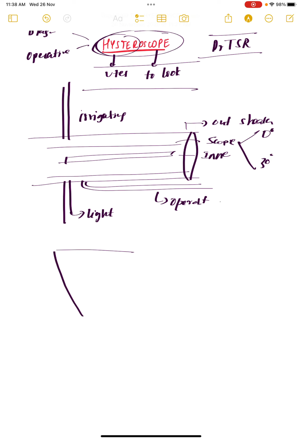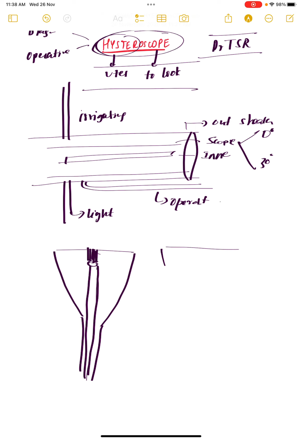See, this is the uterus, right? So now you want to put the hysteroscope inside. If it is 0 degree, 0 degree means there is no angulation. So when this is 0 degree, what we can see is only the part which is in front. This is the field of view.